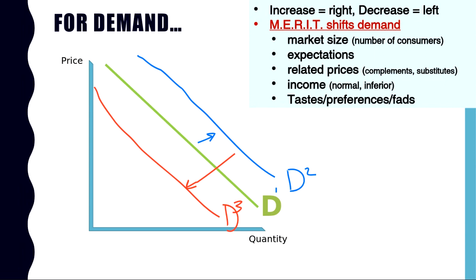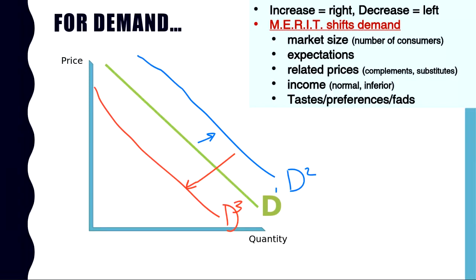The fourth one is income, and this is normal and inferior goods. A normal good is just the thing that you go and buy at the store. It is your mac and cheese, it is your name brand cereal, it is your gallon of milk, gallon of gas, the things that you just typically buy as a person.